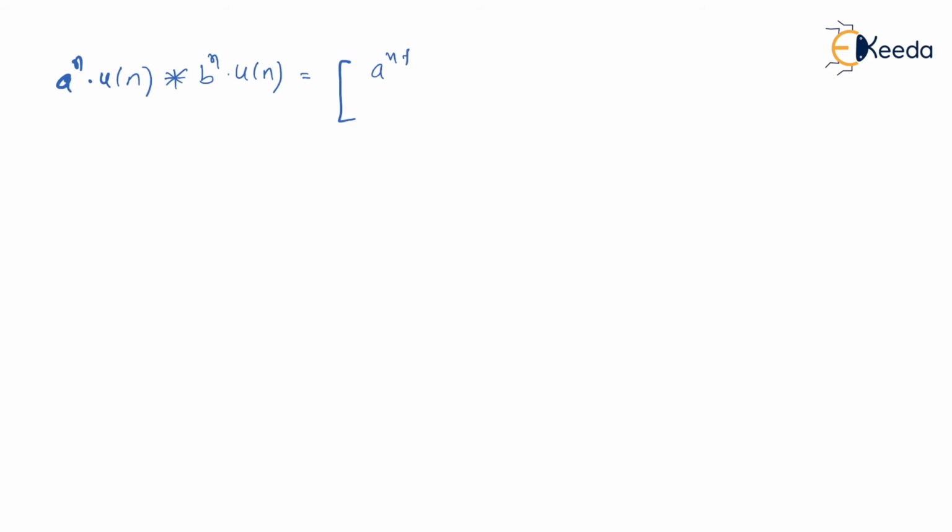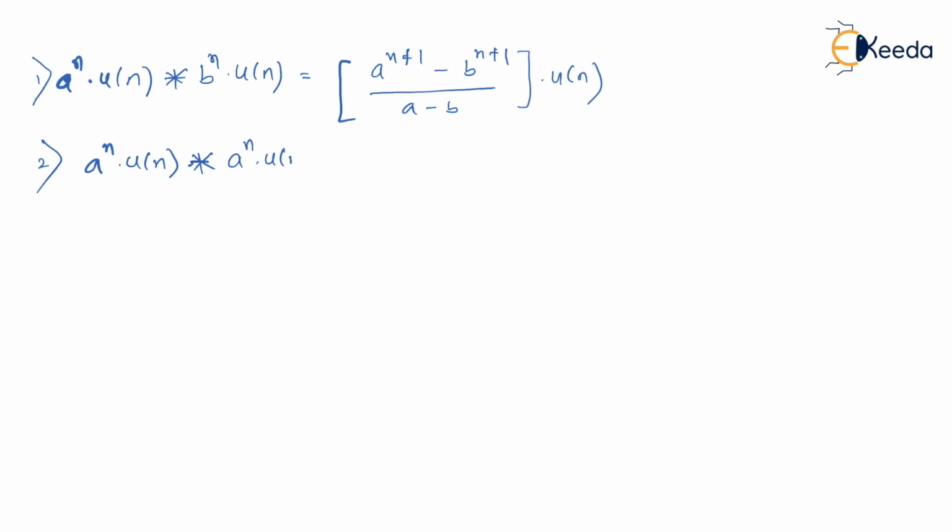it's simply equal to a to the power n plus 1 minus b to the power n plus 1, whole divided by a minus b, and this whole multiplied with u of n. So this was our first question. Let me remind you what the second question was. The second question was a to the power n u of n convolved with itself, that is a to the power n u of n.